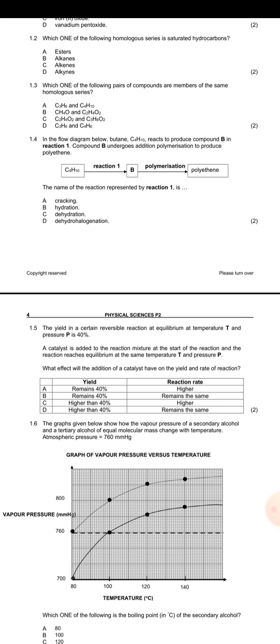Then D, dehydrohalogenation. Butane didn't have any halogen. So how can we remove a hydrogen halide if we do not have a halogen to begin with? So C and D are wrong. That leaves the answer as A. So whether you knew that A was the correct answer or you didn't, you're supposed to just remove the most wrong answers and remain with the most right answer.